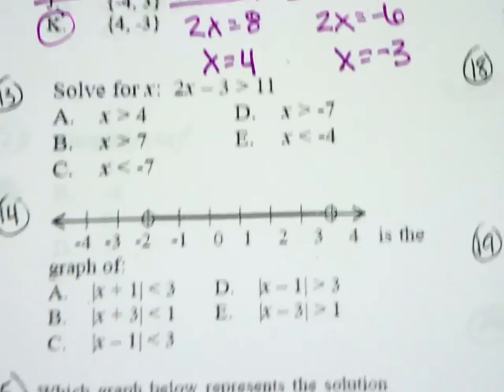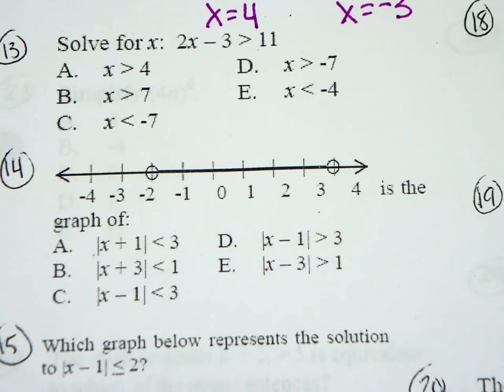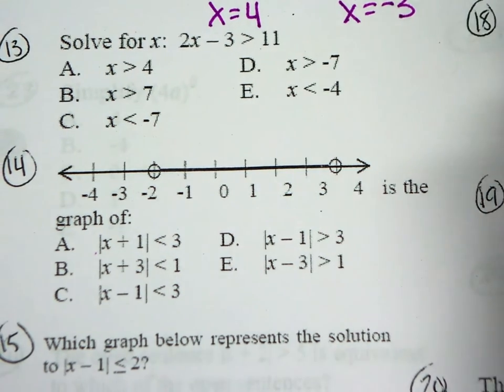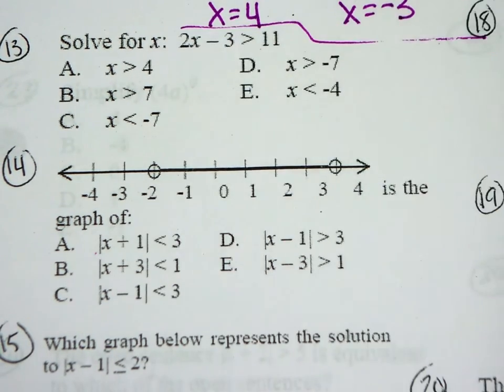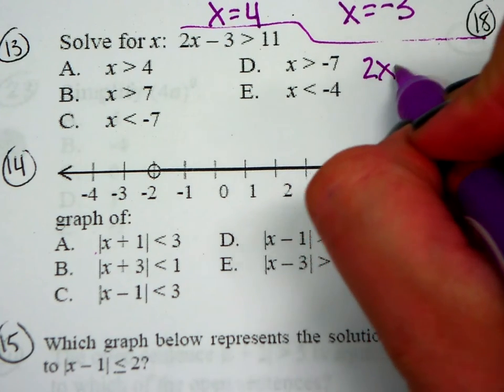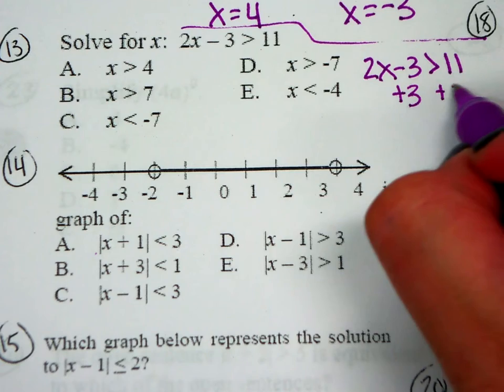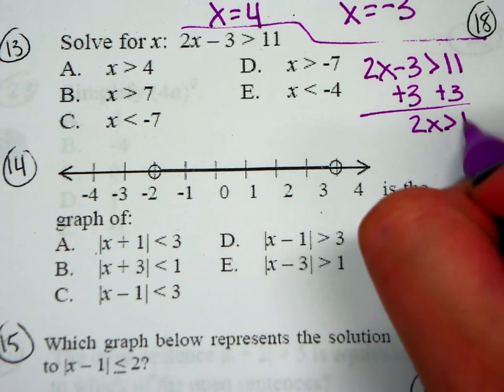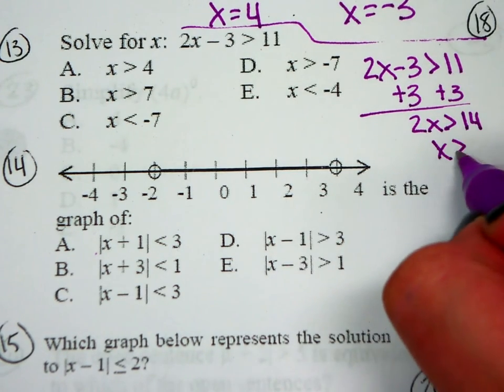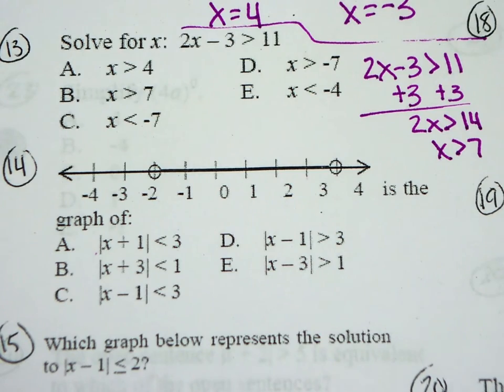Okay, number 13. Again, I'm just doing a basic solve problem. Sorry, I know I'm kind of running out of space here, so I'll just do that. 2x minus 3 is greater than 11. I'm going to add 3. 2x is greater than 14. When I divide by 2, x has to be greater than 7, which is B. This is a very straightforward, easy question. Nothing too difficult about that one.